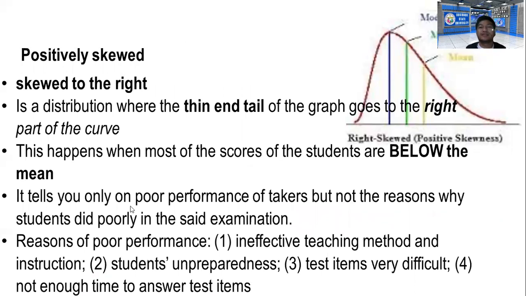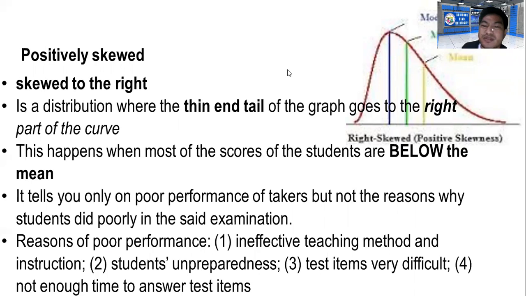Okay, here. When you say positively skewed or skewed to the right, it is the distribution where the thin end of the tail of the graph goes to the right part of the curve. So you can see here in our illustration that the mean is here on the right, no? The center, the arithmetic average, is on the right side. The mode is on the left, and our middle is the median. So the mean, median, mode are on the right side.